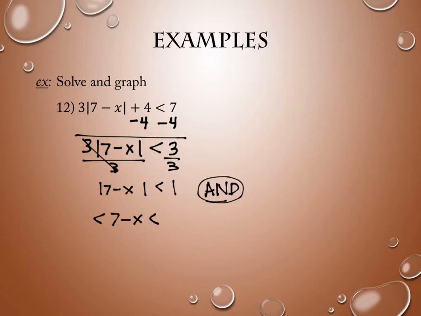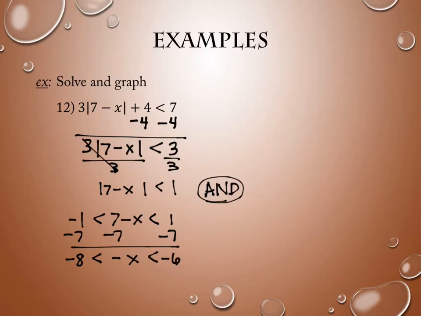Good. What's going to go on either side now of the inequality symbols? Yeah, 1 and -1. Okay, very good. Now I need to solve for the x in the middle. What will I do? Subtract the 7 from all three parts. What will I have on the left? The left is negative 8. In the middle I have negative x. And on the right, what do I have? Negative 6.